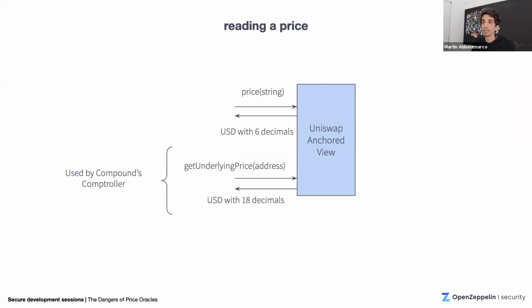If you want to read a price, you have two ways. You can use the price function that returns the value in USD with 6 decimals. And there is another function where you pass the address of a cToken, and it gets you the price of the underlying token. That's the one that Compound's controller actually uses. You can go to Compound's controller contract, which is deployed on mainnet, and see this in action. The difference between those functions is that one returns the price with 6 decimals and the other with 18 decimals, so we should be careful with that.